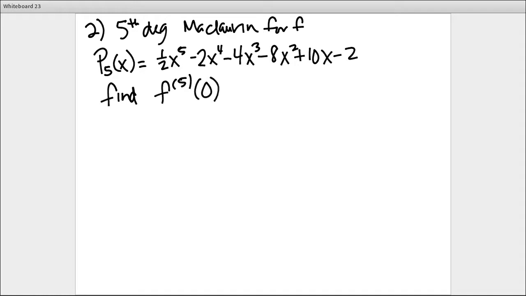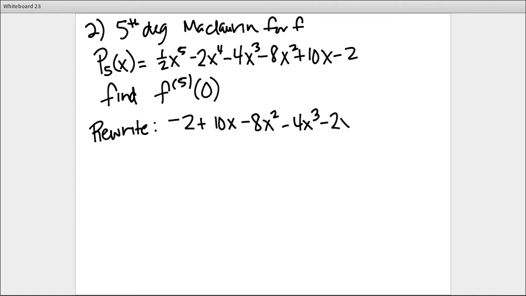Let's find what the 5th derivative of f evaluated at 0 would be. So the first thing is, let's rewrite this like the Maclaurin polynomials we're used to seeing, where first you've got a constant, and then you have the linear term, the x to the power of 1, and then the squared term, and then the cubic, and then the x to the 4th term, and then the x to the 5th term. Right? We always started with a constant and then built it up. So I'm just going to rewrite it so that it's obvious, yeah?